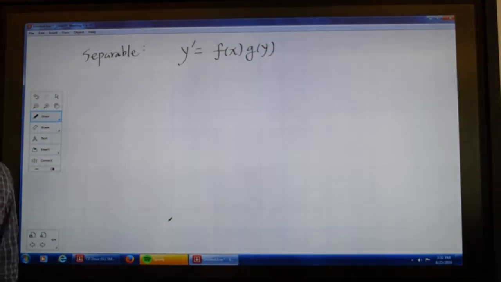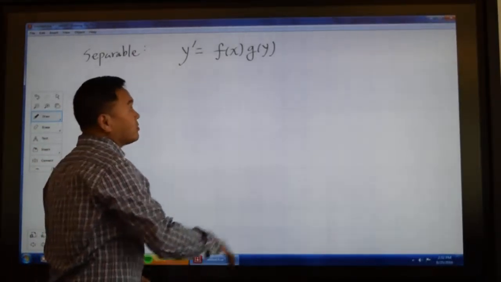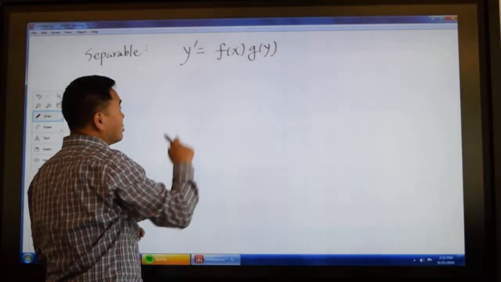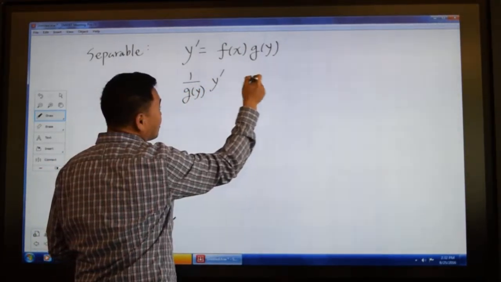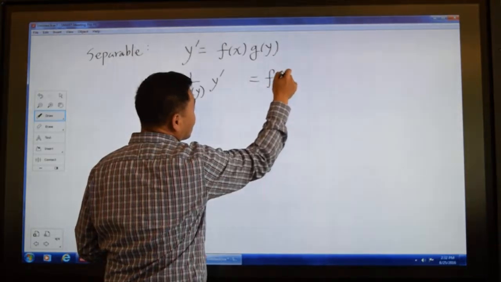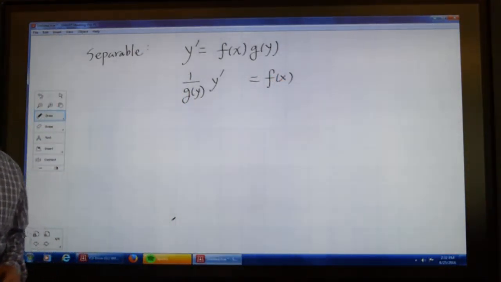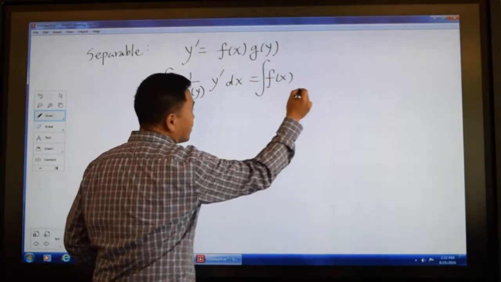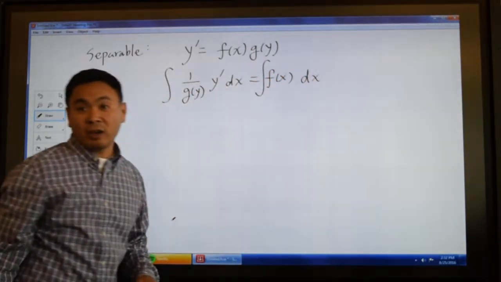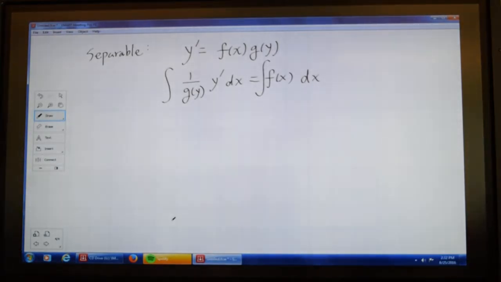How did we solve such a thing? Divide the g of y to this side so that you get 1 over g of y, y prime equals f of x. And then you integrate both sides by dx. That was the way to solve a separable differential equation, right?